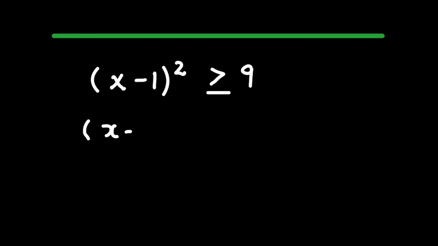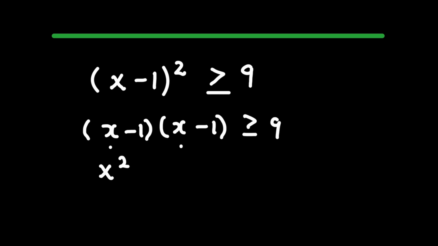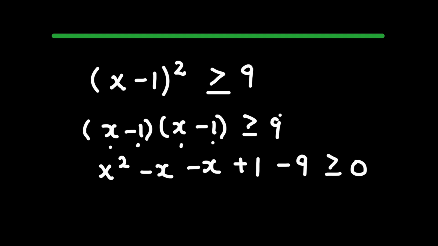We've got (x minus 1)(x minus 1) is greater or equal to 9. So now x times x, that is x squared, x times minus 1, that is minus x, minus 1 times x, that is minus x again. So minus 1 times minus 1, that is a positive 1, right? And then we can take this 9 and bring it to the left-hand side. Then it's going to be minus 9 is greater or equal to 0.